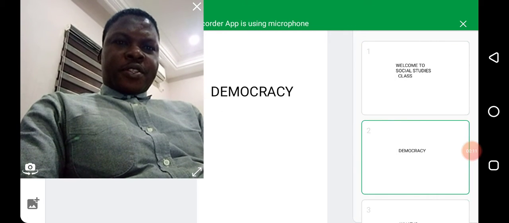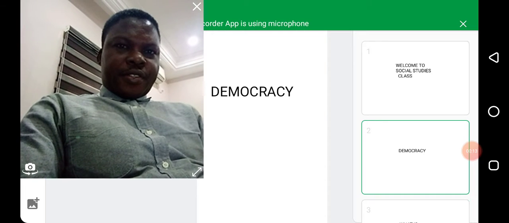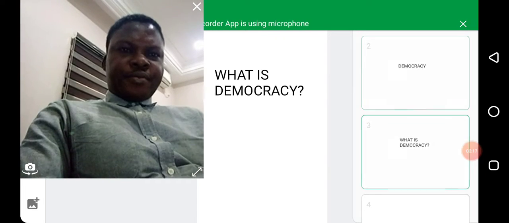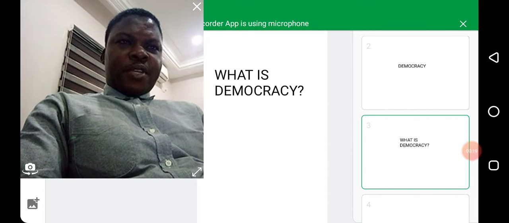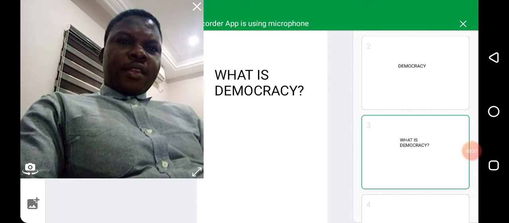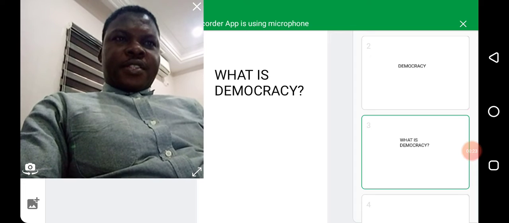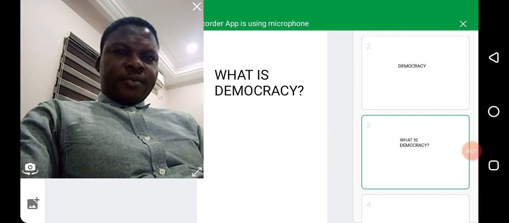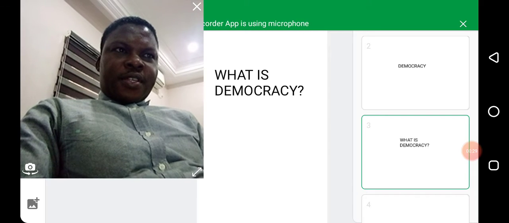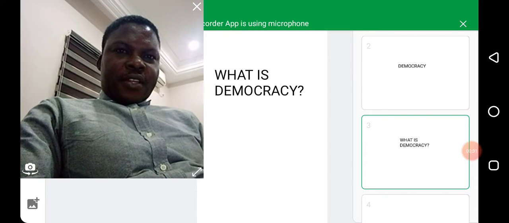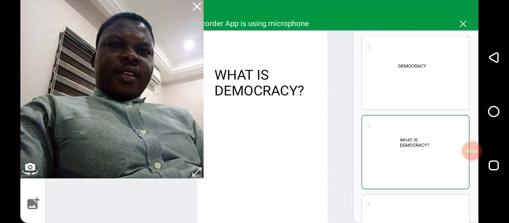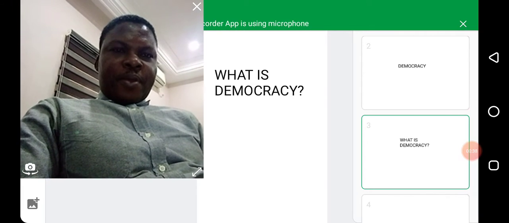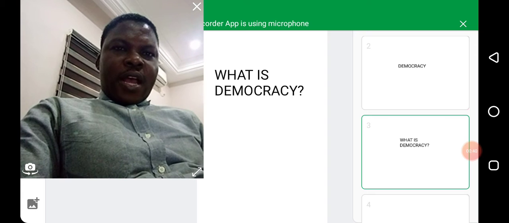Today we shall be discussing the topic democracy. What is democracy? Let us see the meaning of democracy. Now, democracy, according to Abraham Lincoln, the 60th President of the United States of America, he defined democracy as government of the people, for the people, and by the people.